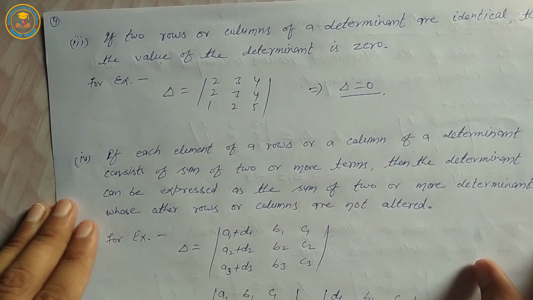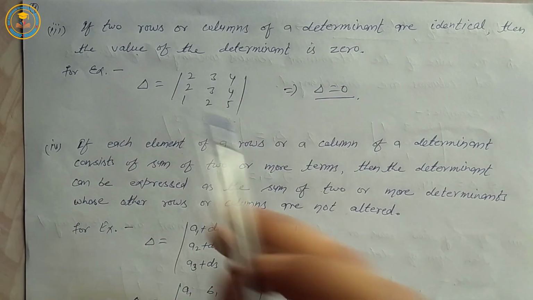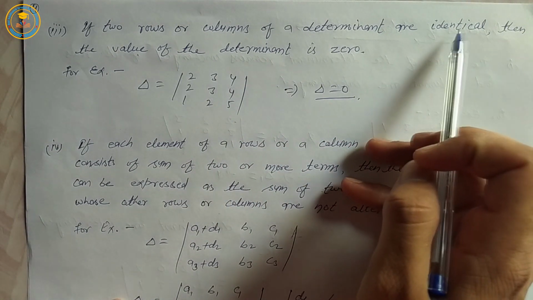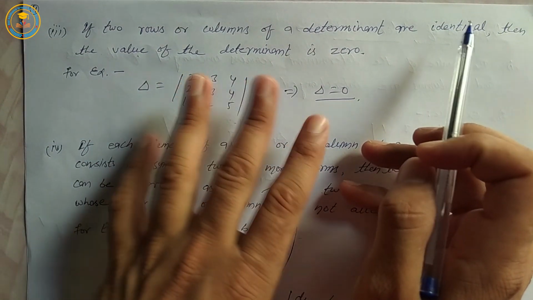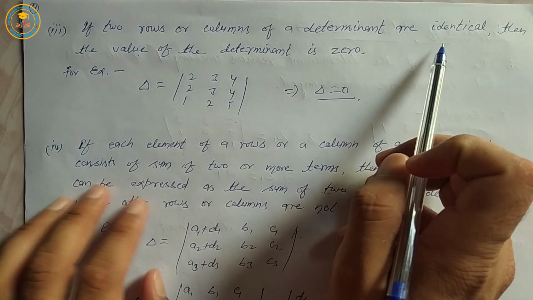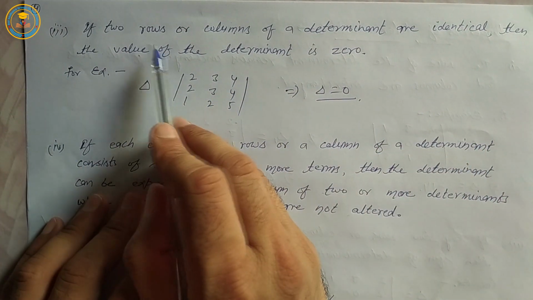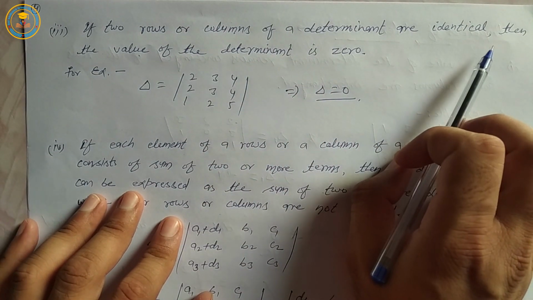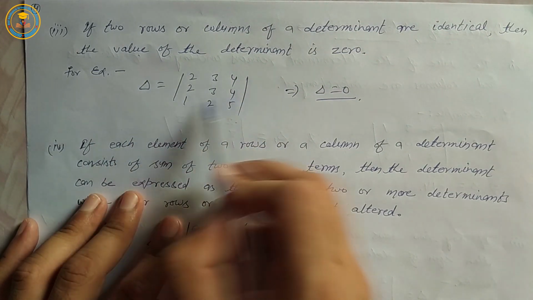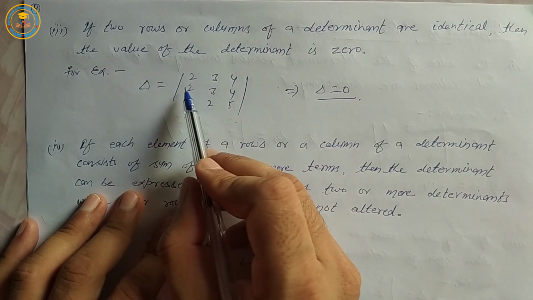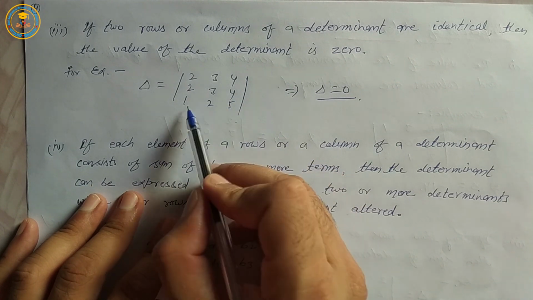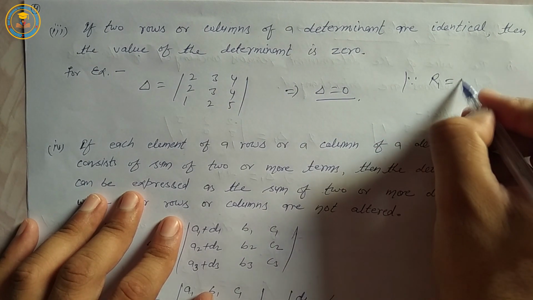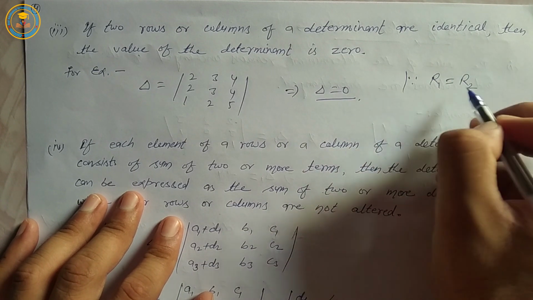Third: if two rows or two columns of a determinant are identical, then the value of the determinant is 0. Identical means equal. Del is equal to 2 3 4, 2 3 4, 1 2 5. Because R1 is equal to R2, it means identical, R1 and R2.